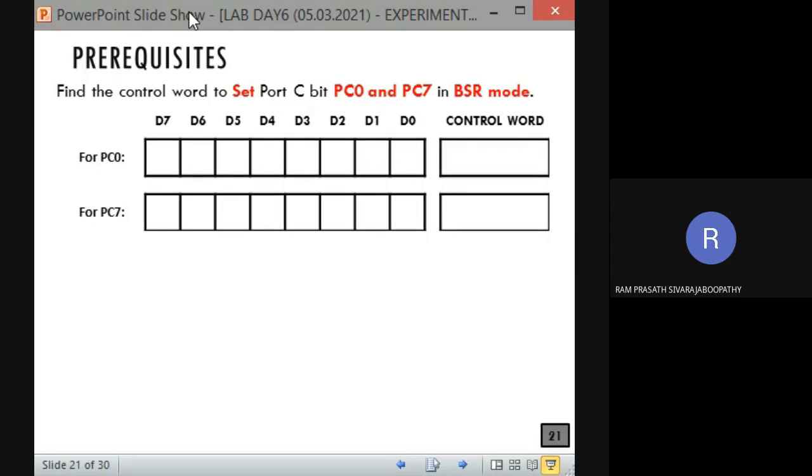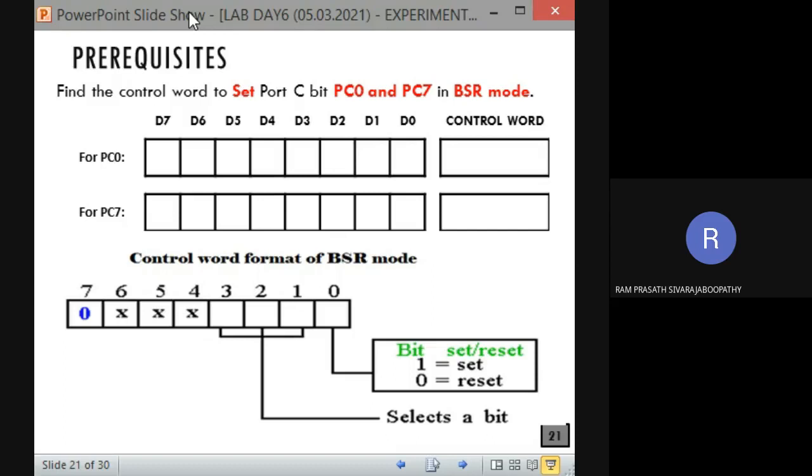What about the MSB bit? 0. First let us look at PC0. Next 3 bits, what are they? Very good, Anthony Surya. I think Anthony Surya typed the answer. The next 3 bits are don't care. Which bit are we going to select? PC0. What about the next 3 bits?